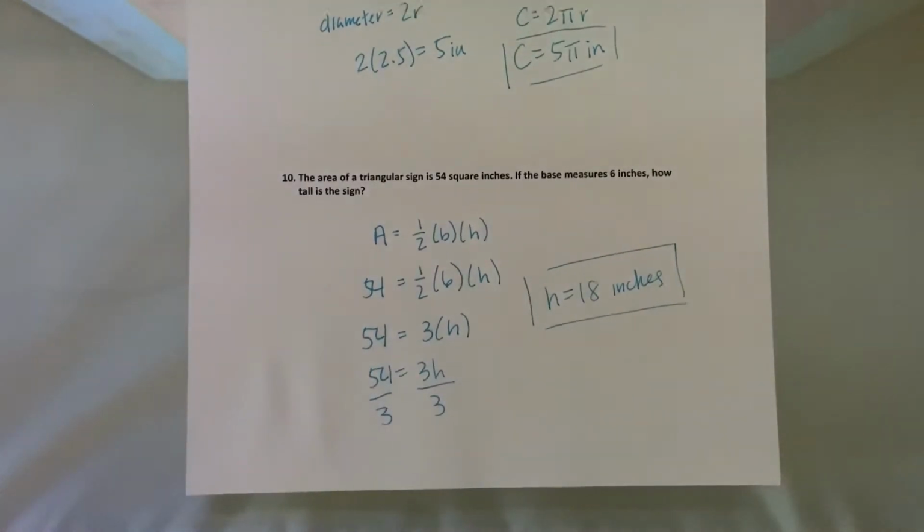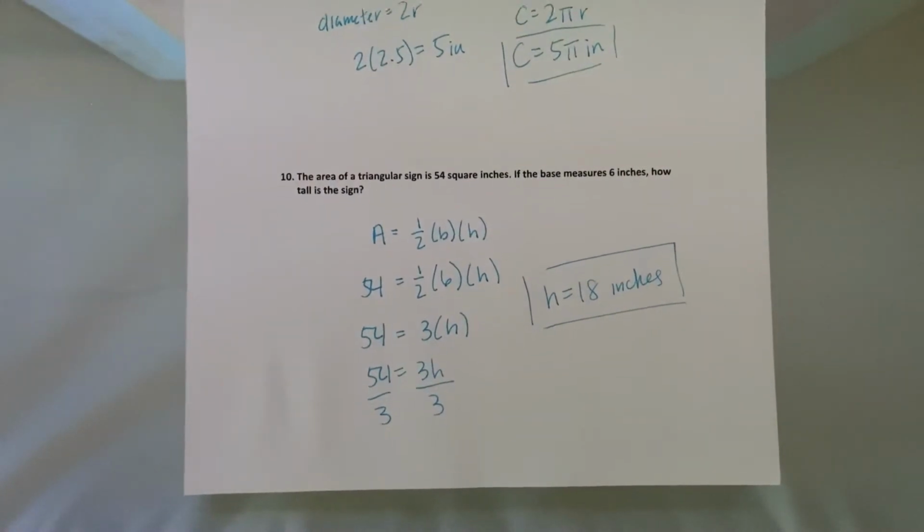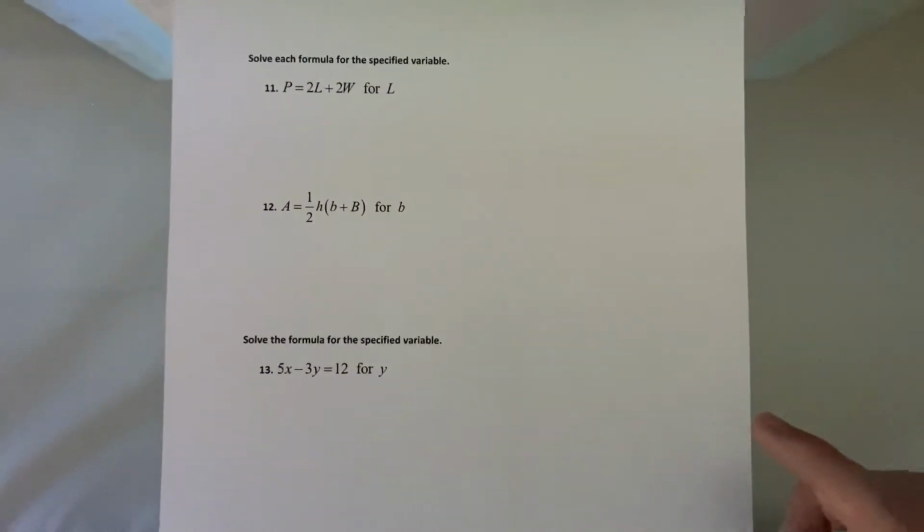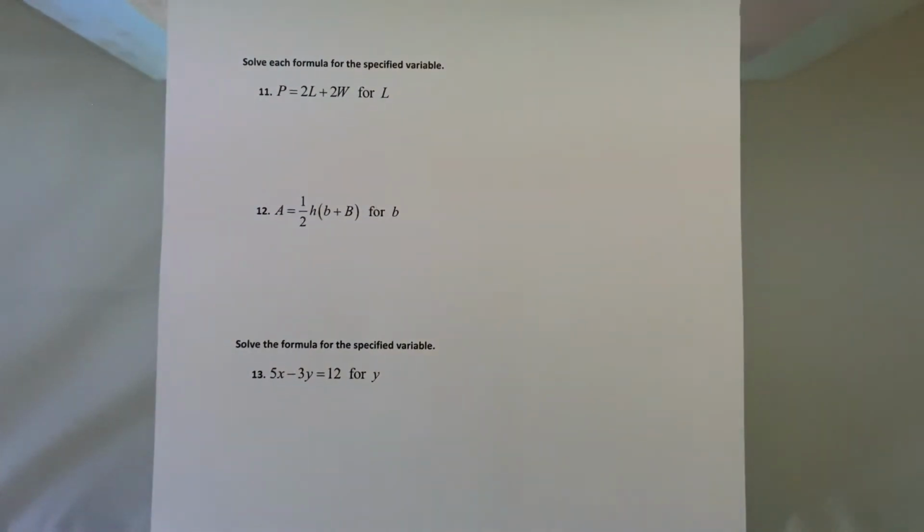Now, sometimes they have you solve, but for some people the weird part is when they ask you to solve for a variable without having you plug in. So let's look at what that looks like. Solve each formula for the specified variable. Perimeter equals 2 length plus 2 width, P = 2L + 2W. We're just trying to get L by itself.